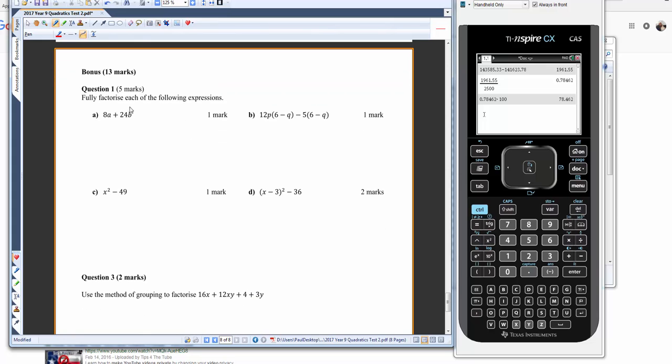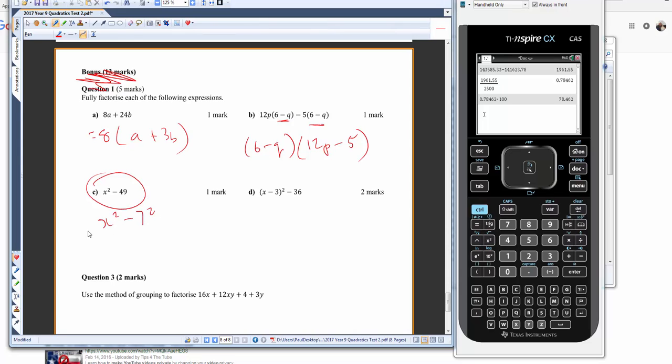Alright, so we're going to factorise each of these. This is the bonus section, so if it's not relevant to you, tune out now. So for this one, we're going to pull out the highest common factor, which is 8a plus 3b. So 3 8s are 24. Alright, here we're going to pull out this common factor, which is 6 take away q, leaving us with 12p take 5. This one here is a DOP scenario, that's x squared take away 7 squared.